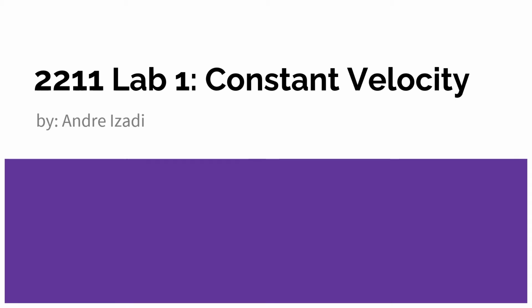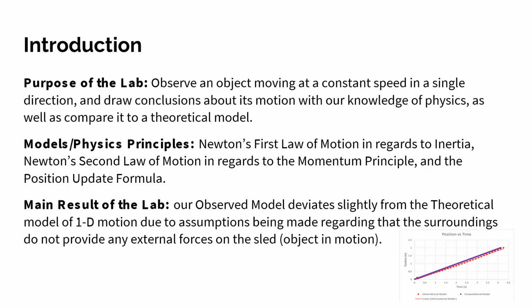2211 Lab 1 Constant Velocity. The purpose of the lab is to observe an object moving at constant speed in a single direction and draw conclusions about its motion with our knowledge of physics as well as compare it to a theoretical model.